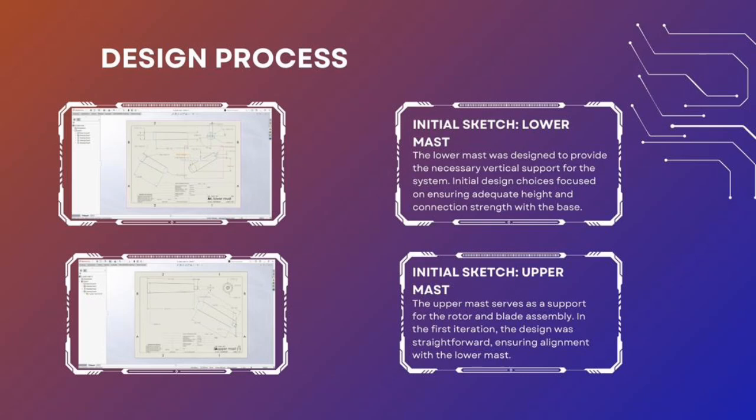The upper mass served as a support for the rotor and blade assembly. In the first iteration, the design was straightforward, ensuring alignment with the lower mass.